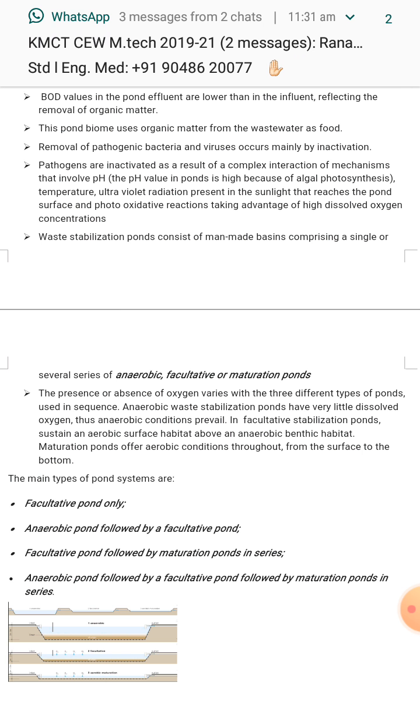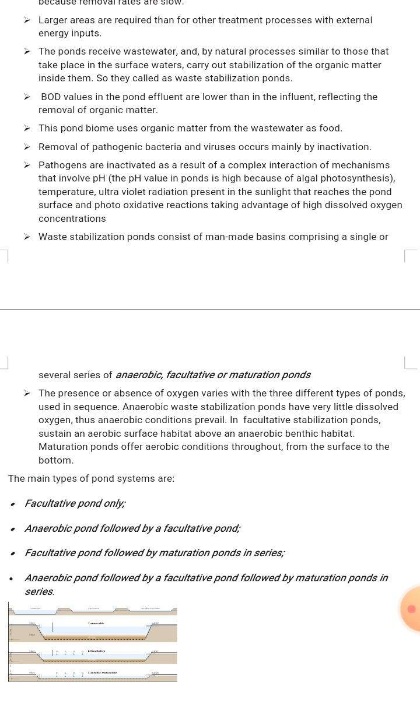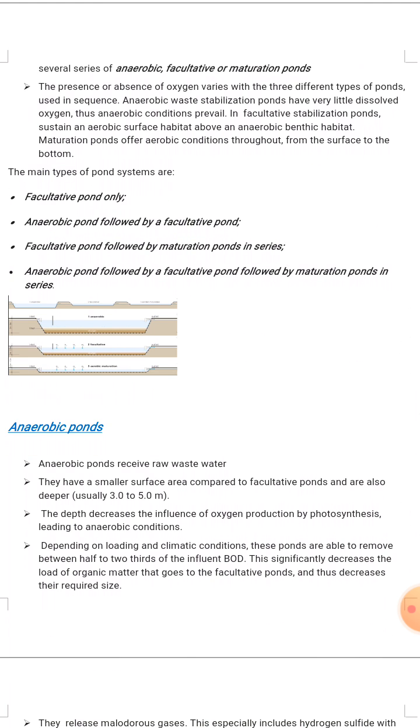Waste stabilization ponds consist of man-made basins comprising a single or several series of anaerobic, facultative or maturation ponds. The presence or absence of oxygen varies with the three different types of ponds used in sequence. Anaerobic waste stabilization ponds have very little dissolved oxygen, so anaerobic conditions prevail. Facultative ponds sustain an aerobic surface habitat above an anaerobic benthic habitat. Maturation ponds offer aerobic conditions throughout, from the surface to the bottom.